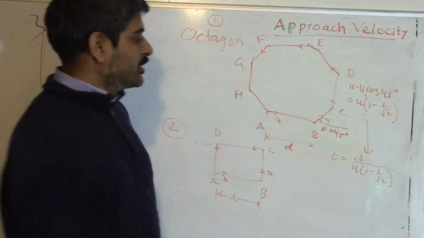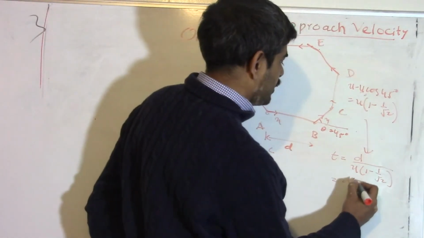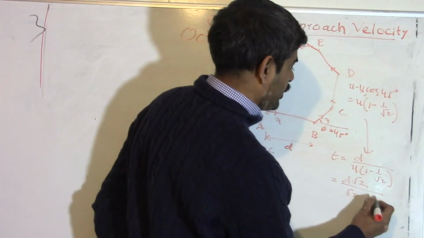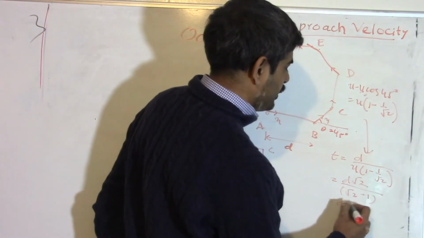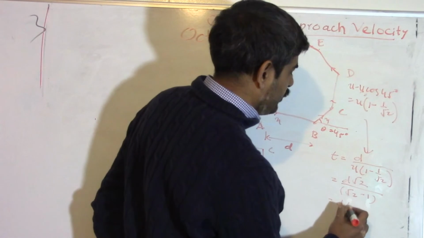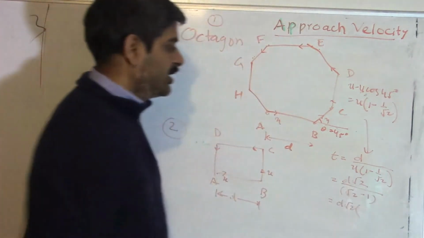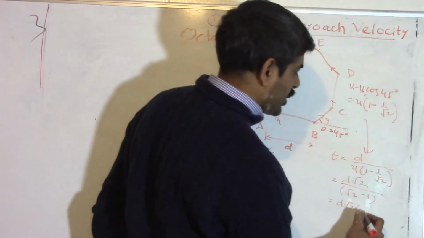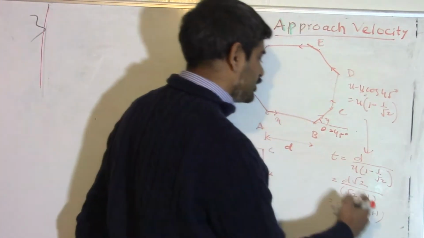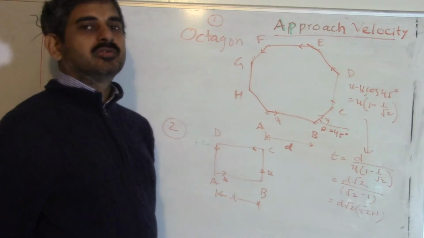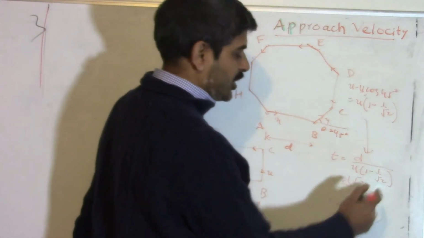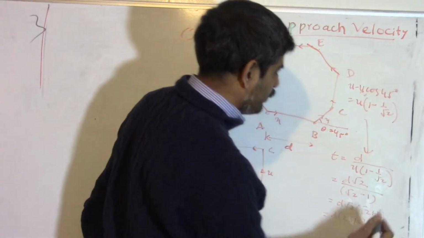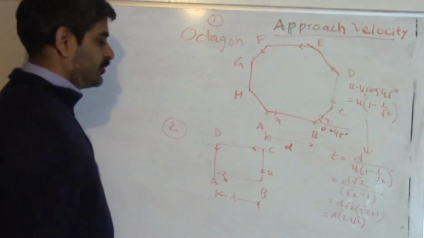If you want, you can simplify it a little bit, but it's not really required. T is d square root of 2 divided by square root of 2 minus 1, and this we can write as d square root of 2 multiplied by square root of 2 plus 1, top and bottom, and the bottom becomes a square minus b square, 2 minus 1, which is 1. So this you can write as d times 2 plus square root of 2. Just a little simplified version of this.